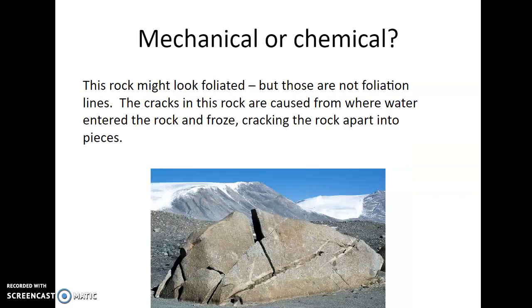Okay, this rock might look foliated, but those are not foliation lines. The cracks in this rock are caused from where water entered the rock and froze, cracking the rock apart into pieces. Is this mechanical or chemical? This example is mechanical. So this is an example of frost wedging, and therefore it is mechanical weathering.